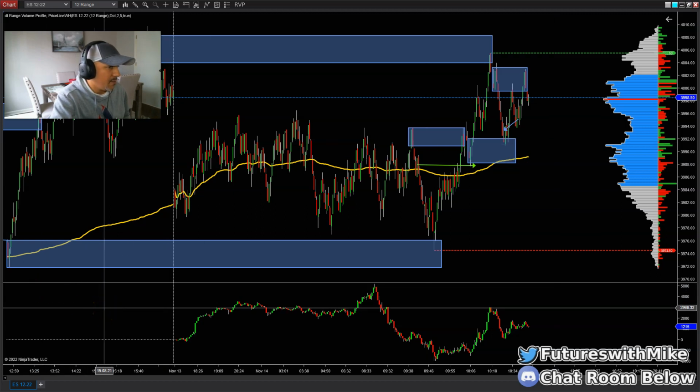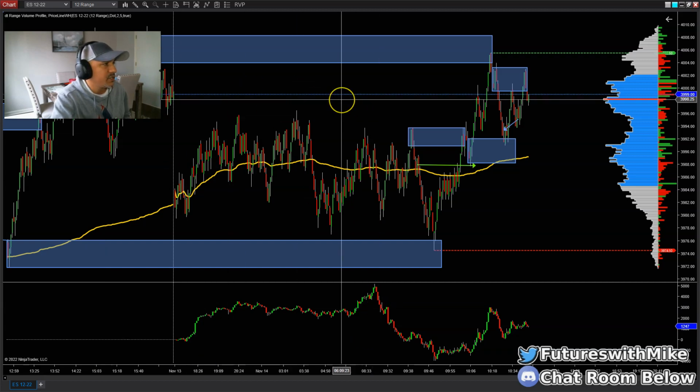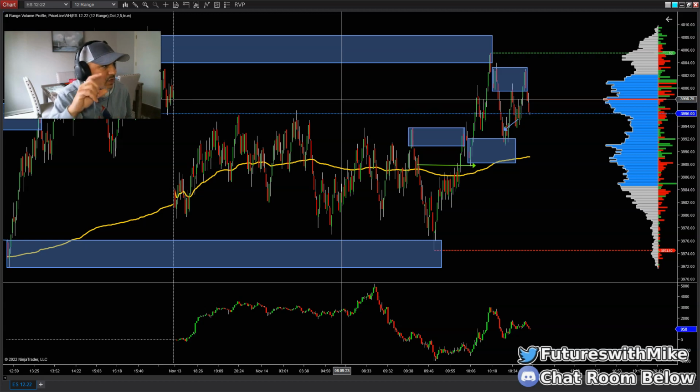Try to get a couple. I'm just scalping. I'm using the scalping strategy that I use. I am trading off of just one chart, the 12 range. I mentioned this before. People ask me all the time, can you trade off of just one particular chart? You can. I do not recommend trading a very low time frame chart.